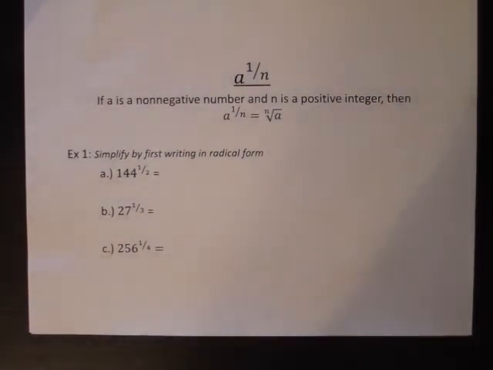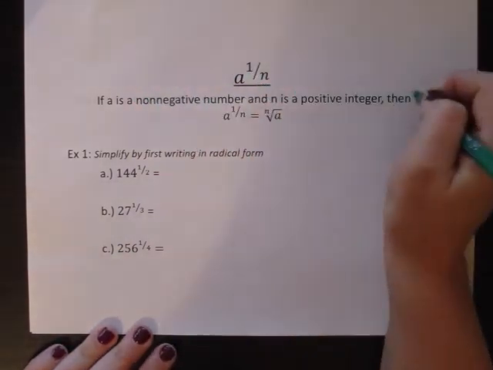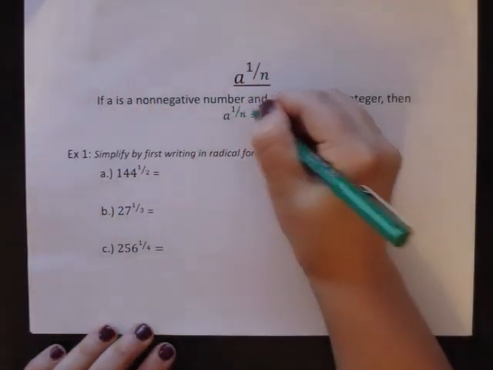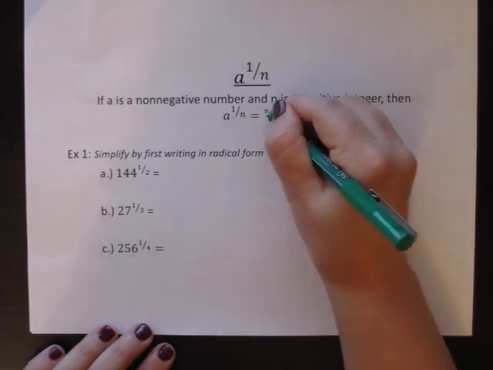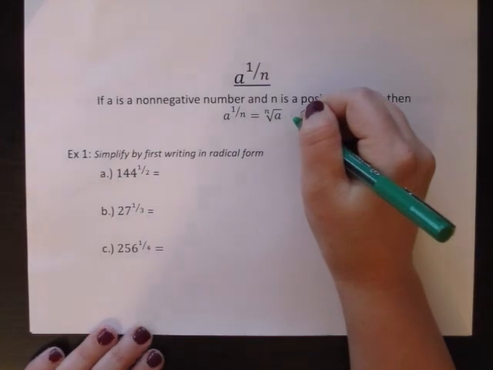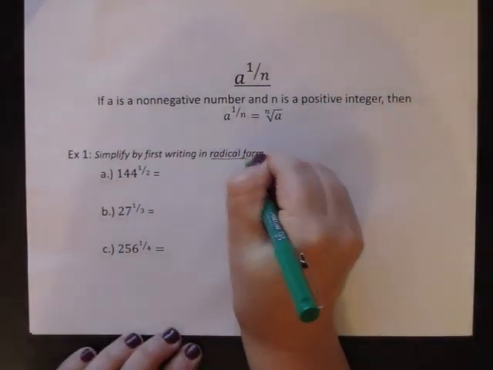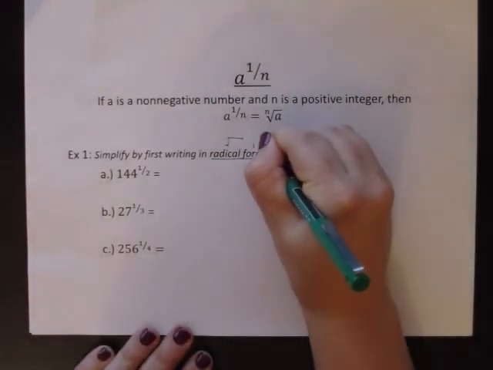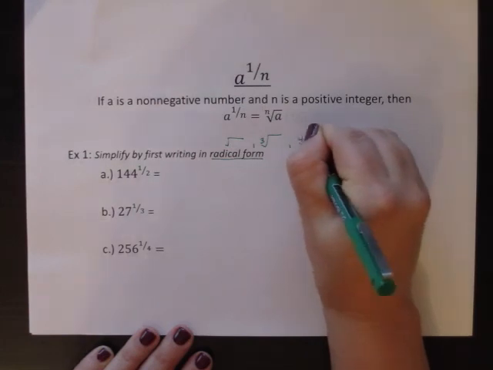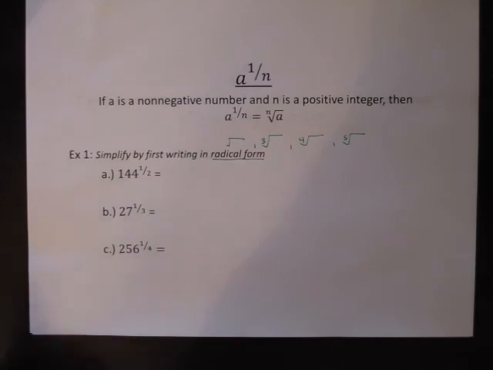Okay, so this is just a review, but we're going to apply this review to exponents of radicals. So if we have a to the 1 over n, where a is a non-negative number and n is a positive integer, another way that we can rewrite it is as the nth root of a. So what we need to do first is rewrite into radical form. That means square root form, or if it's the cube root, or the fourth root, or the fifth root, etc. So we first have to write it in radical form, and then we can simplify it.